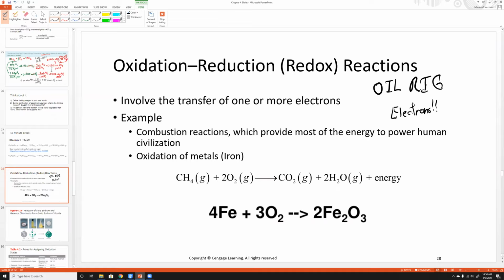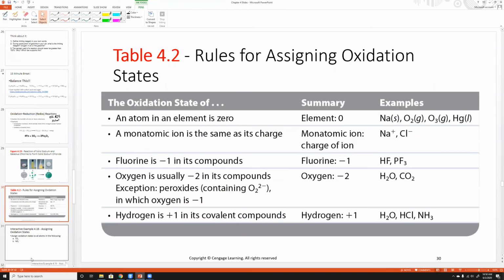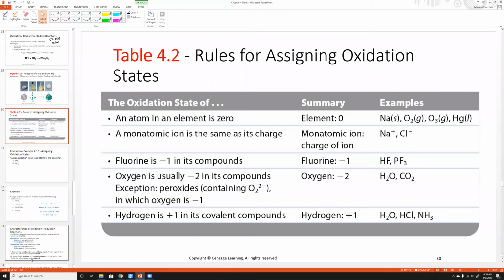Reduction is gaining. So you have the electrons being lost from whatever is being oxidized, and reduction is in the elements or atoms that are gaining electrons. So you're having both of those things happen. Hopefully we get that.